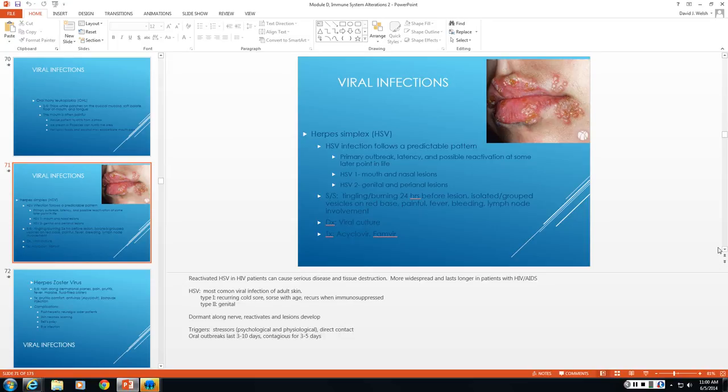So your signs and symptoms are going to be tingling and burning for about 24 hours before a lesion. You're going to have isolated or grouped vesicles on a red base. Usually these are painful. They're going to have fever, bleeding, lymph node involvement. Diagnosis is going to be done through a viral culture. Treatment is going to be through acyclovir or Famvir.